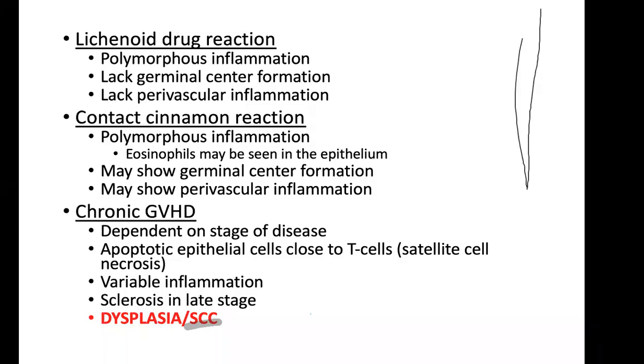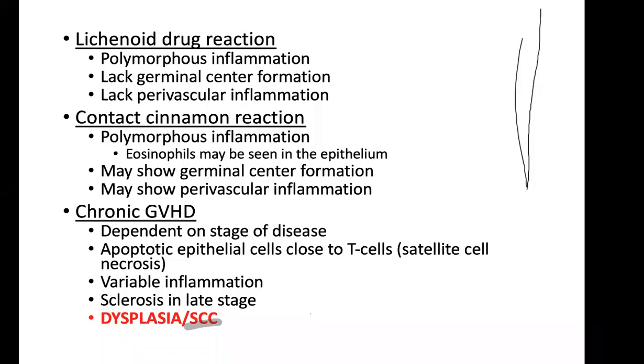And so histologically, what you would see in chronic graft versus host disease is, it's all dependent on the stage of the chronic GVHD. Earlier lesions would tend to show a lot more inflammation, and the basal cells that are undergoing degeneration would be surrounded by T lymphocytes. So you get a vacuolated basal cell with all these T lymphocytes in close proximity to these degenerating basal cells. We call that phenomenon satellite cell necrosis, very characteristic of GVHD.